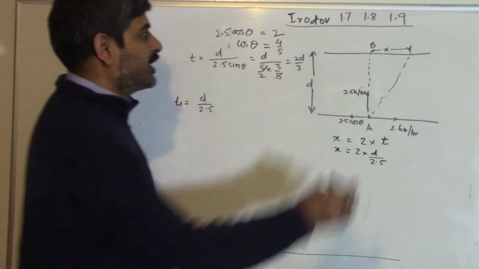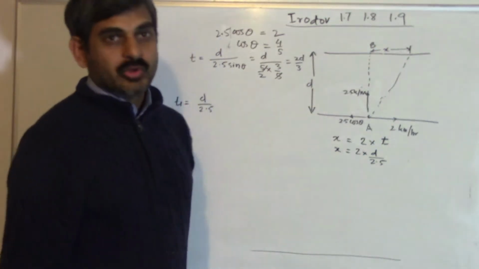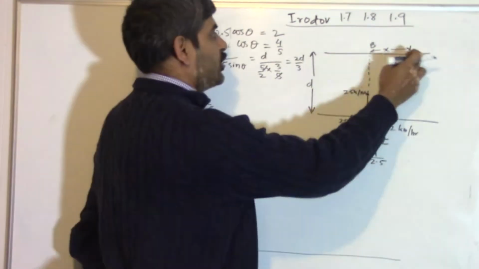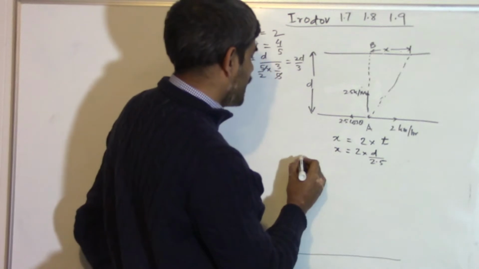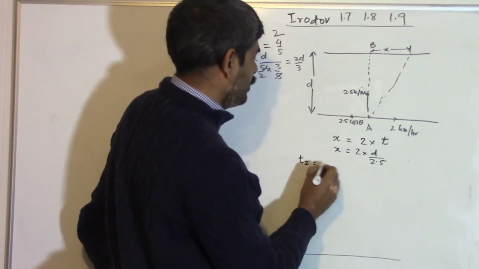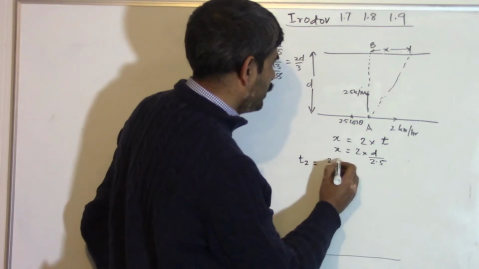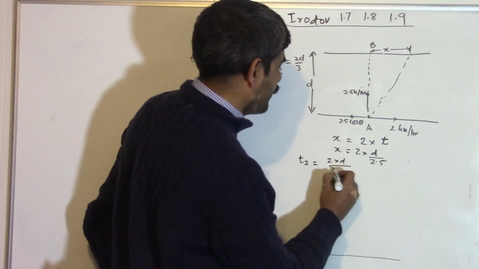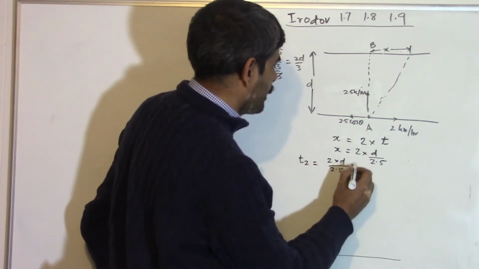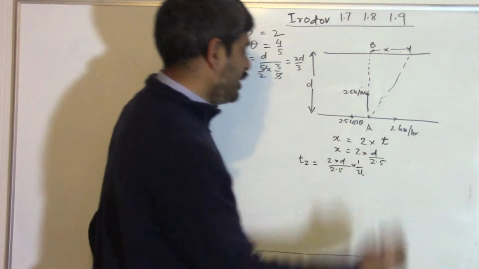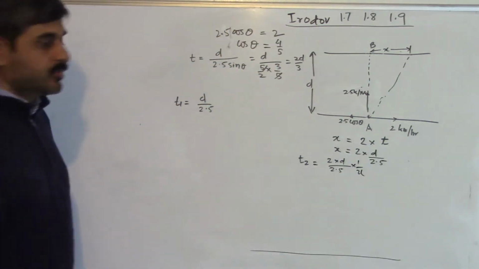Now, what is the time he takes to reach from this point to this point? This time, let's call it t2. That will be equal to this distance, 2 into d divided by 2.5, divided by the velocity u with which he is proceeding.